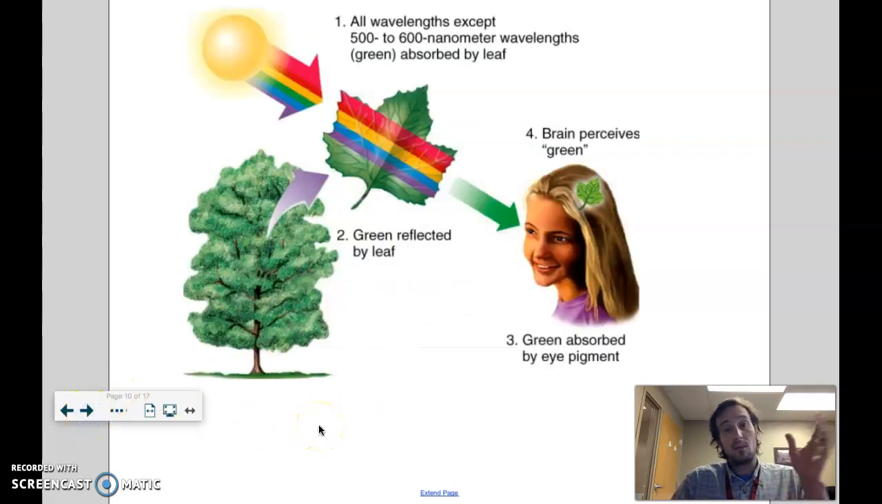So all these wavelengths from the sun, the full spectrum of light, hit a leaf, and a lot of that gets used, and then the green is reflected. So it's not being used. You might imagine if you shined a green light on a leaf, it wouldn't make photosynthesis happen.